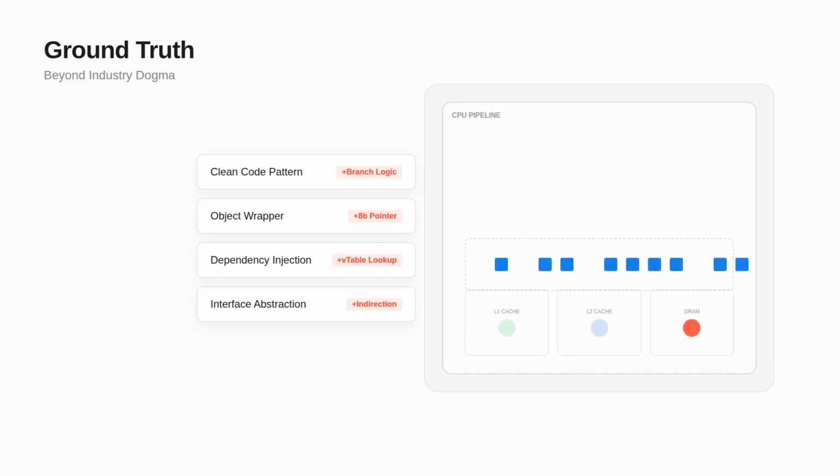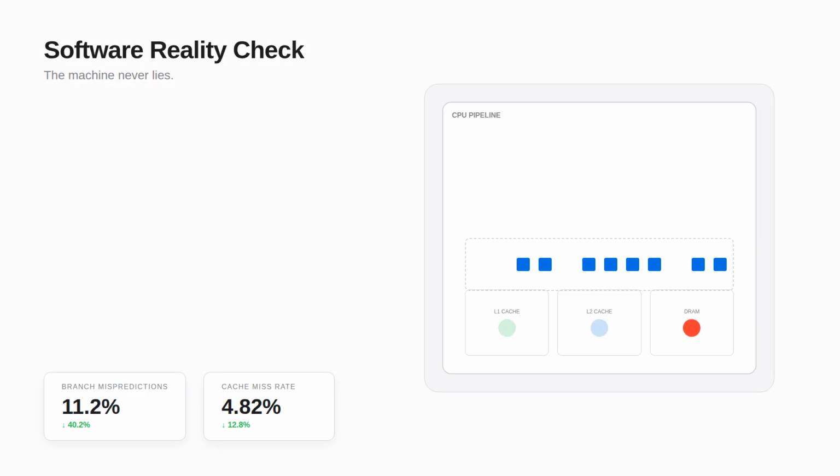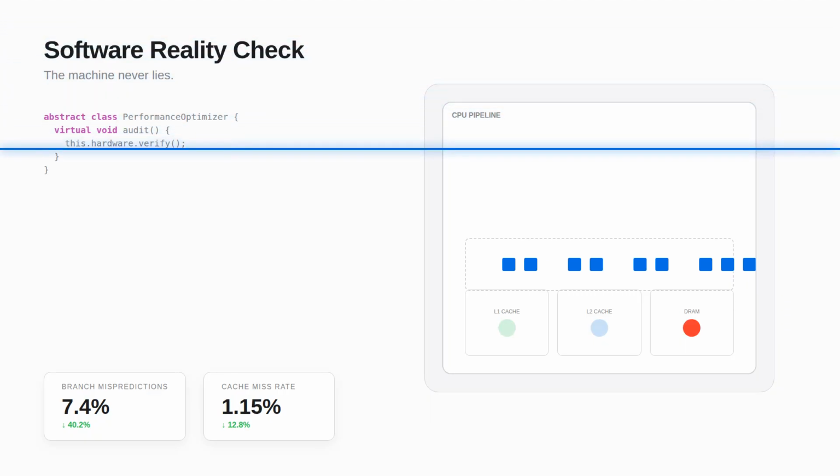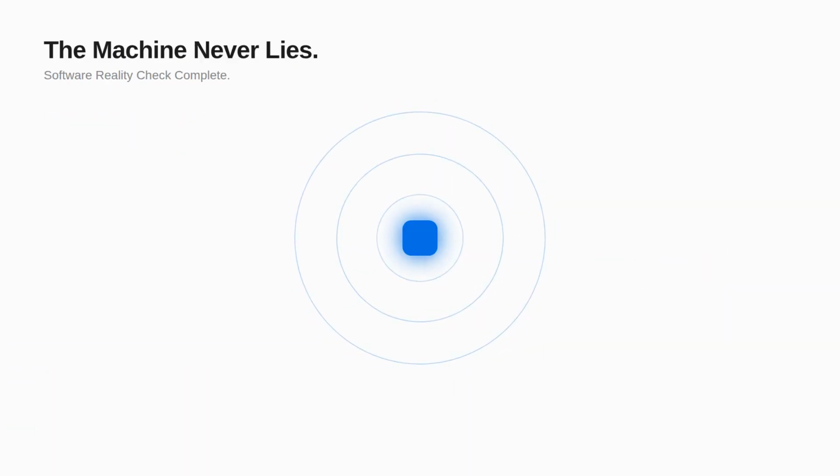In the end, establishing the ground truth means moving beyond industry dogma. It means realizing that many clean code abstractions come with a hidden hardware tax: extra pointers, indirection, and branchy logic that no high-level linter will ever flag. By mastering low-level profilers, you gain the ability to verify your architectural decisions with mathematical certainty. You can prove exactly why a specific change improved performance, not because a timer said it was faster, but because the branch misprediction rate dropped by 40% or the cache miss rate plummeted.